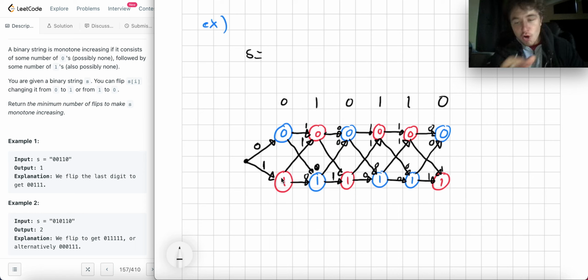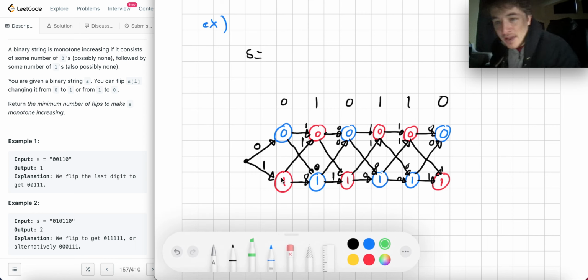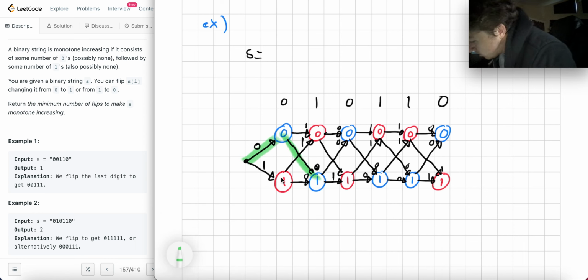But I guess the only additional constraint here is if we looked at this path and we said, okay, what's the minimum path? If we ran dynamic programming to find the minimum path in this graph, well, it would say, okay, 0, 0, 0, 0, 0, 0.